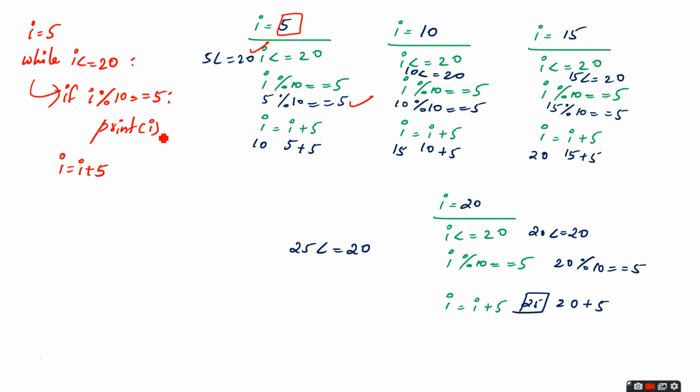The condition is true. Then we have to print I. The value of I is 5. Now we have to perform I equal to I plus 5. That is 5 plus 5, it is 10. Next value of I is 10.